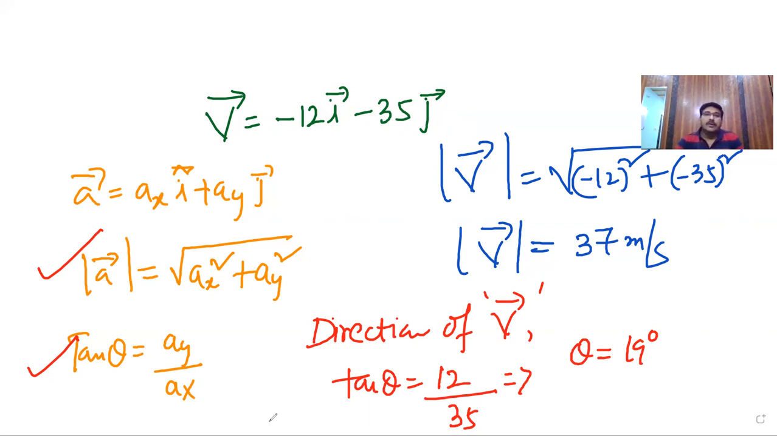So once you know the directions, automatically you can calculate the angle also. So we have placed this in the vector form. Have clarity here: it should be the magnitude of the coefficients, and tan theta depends upon the triangle. Hence, we have taken it as 12 by 35. Be careful in this case.